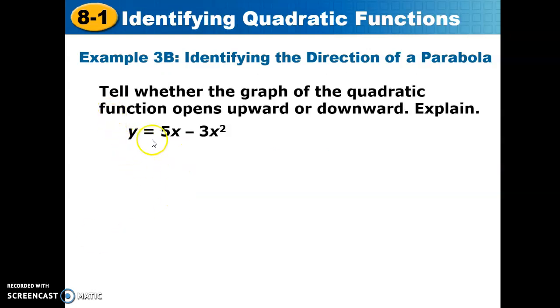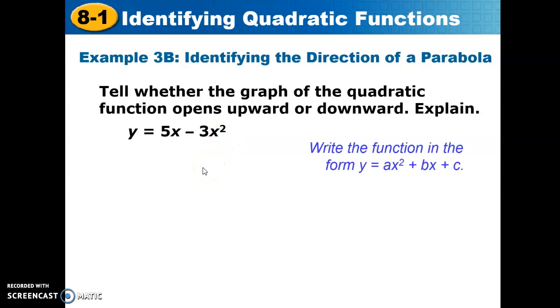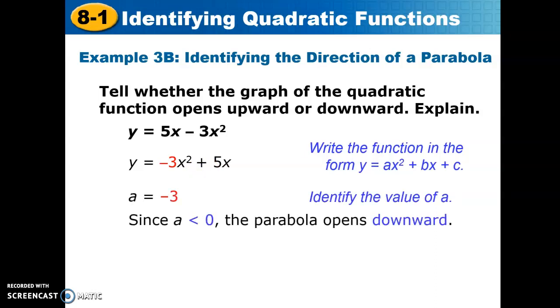How about this one here? Y equals 5x minus 3x squared. Technically, you don't have to move anything around, but to be formal, we flip-flopped the 3x squared and the 5x. The negative goes along with the 3x squared. Okay, because that 3 is negative, guess what? It's going to be a frowny face or opening downward.